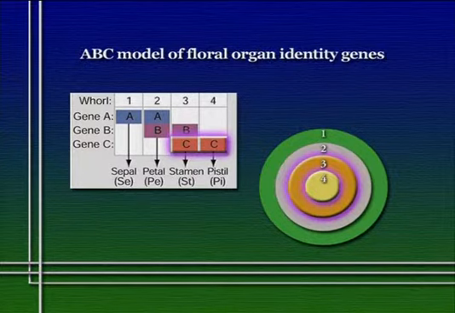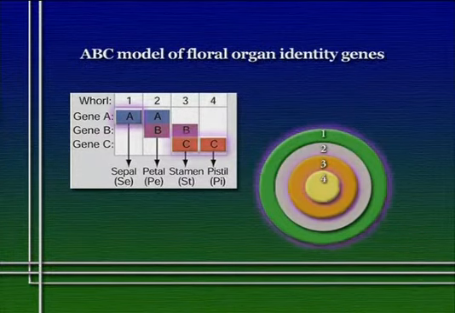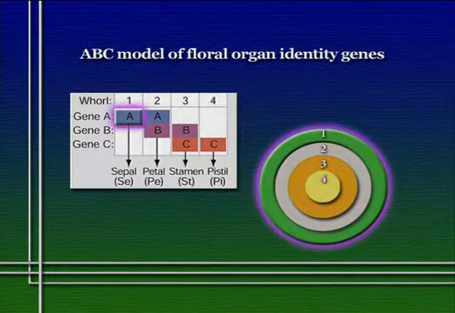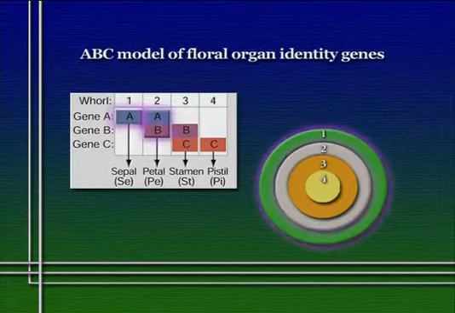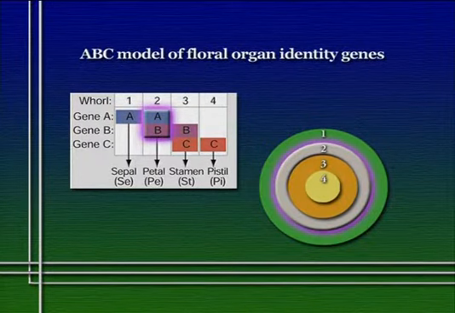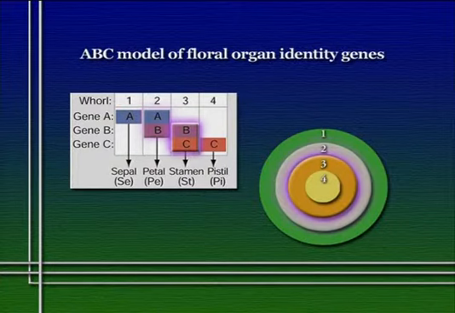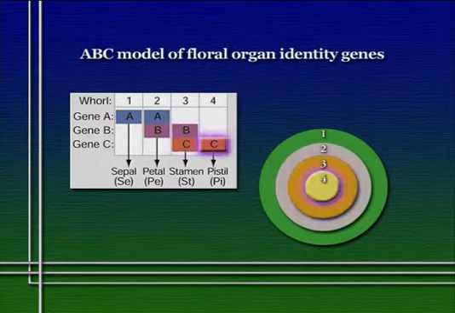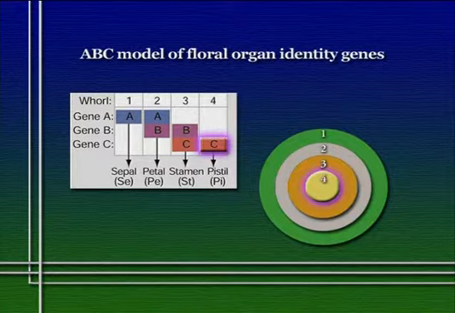So we have on the outermost ring only gene A expressed, and presumably if only gene A is expressed, that triggers the development of sepals, the outermost organ. In the next ring in, we have gene A and B expressed, which triggers the development of petals. And then if we go 1 more ring in, we have B and C expressed together, which triggers the development of stamens. And in the innermost ring, we have only C, which triggers the development of carpels or pistils.